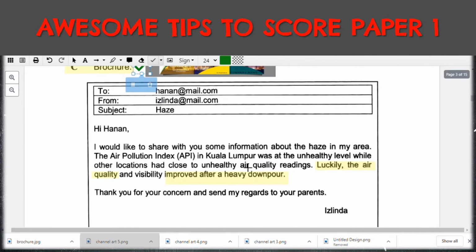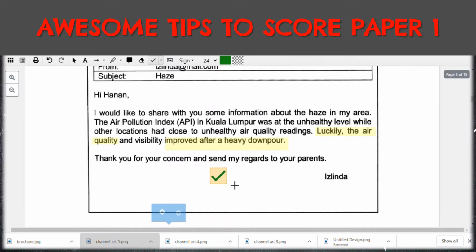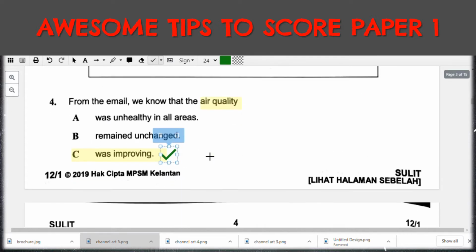Now let's move on to question 4. Now, from the email, we know that the air quality was improving. How do you know it was improving? Look at the passage. Luckily, the air quality improved. Improved here means improving. After heavy downpour. So the answer is 4C, improving.